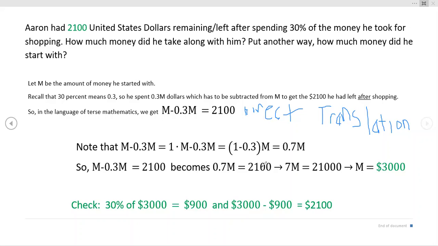The $2,100 was given. So using a standard arithmetic trick, you can move the decimal: multiply both sides of this by 10, right? If you multiply both sides by 10, you get 7M is equal to 21,000. And if you divide both sides by 7, you get M is equal to $3,000. So that's what Aaron started with. You can check it by noting that 30% of $3,000 is $900, right? And then $3,000 minus $900 is $2,100. So he definitely started with $3,000.